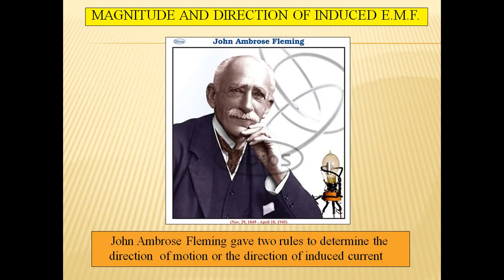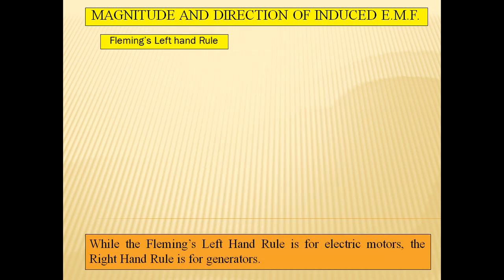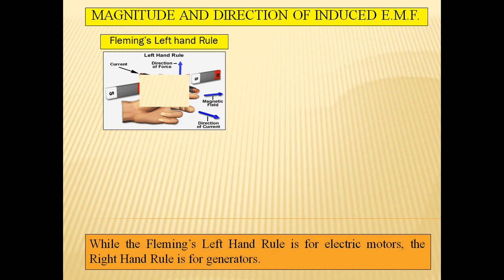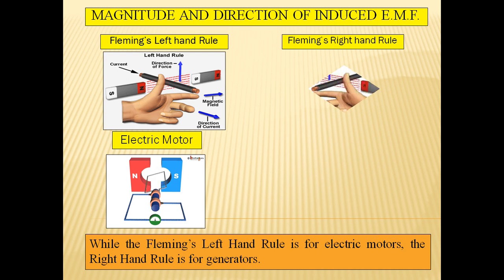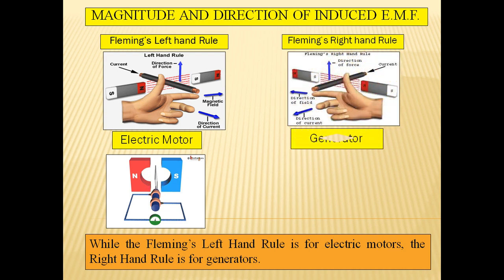John Ambrose Fleming gave two rules to determine the direction of motion or the direction of induced current. While Fleming's left-hand rule is for electric motors, the right-hand rule is for generators.